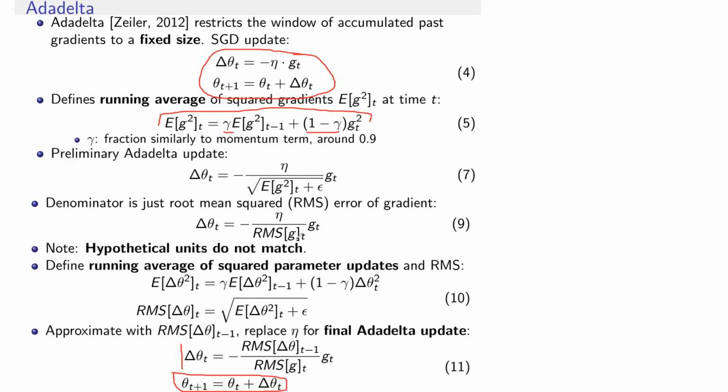Well, this RMS is just the square root of E[g squared] of t plus epsilon. So we calculate this formula, E[g squared], which is easy. Now we need to calculate the formula for delta theta, which is this formula.